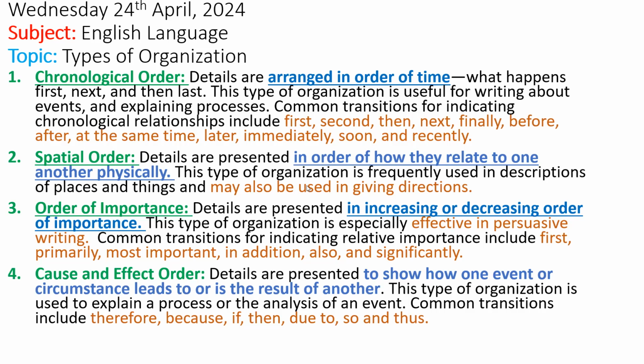And so that's what we have for the types of organization. All right, can anyone tell me one? This is an open question. Give me one of the types of organization that we talked about. Cause and effect. Spatial order. What else? Order of importance. Very good. Someone didn't say chronological. So we have chronological, spatial, order of importance, and cause and effect.